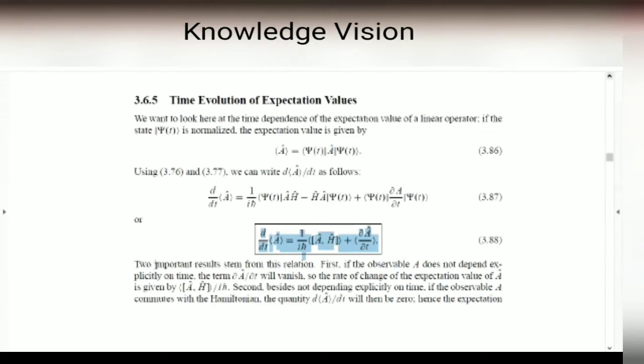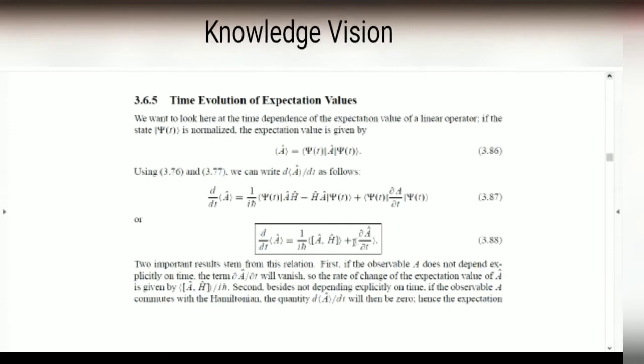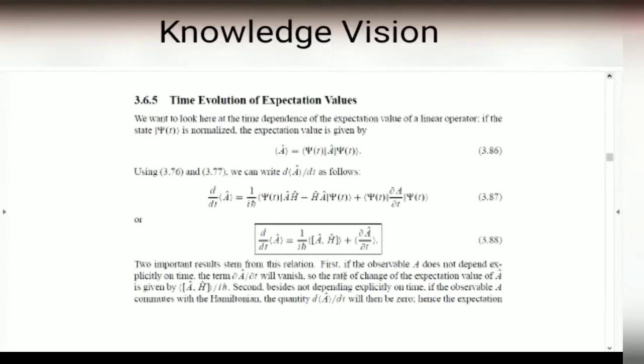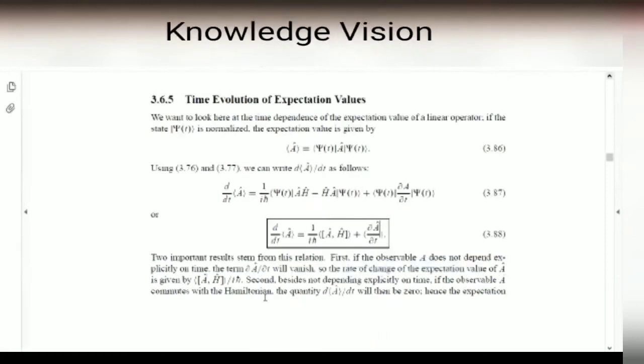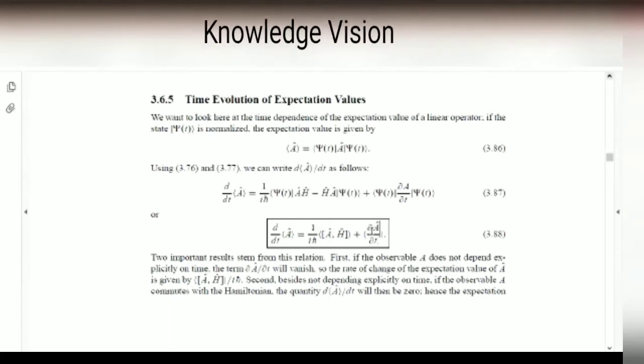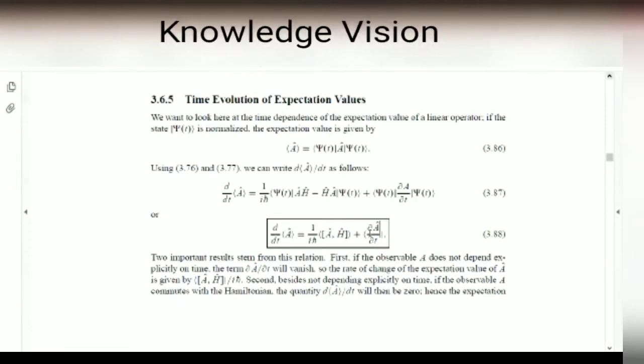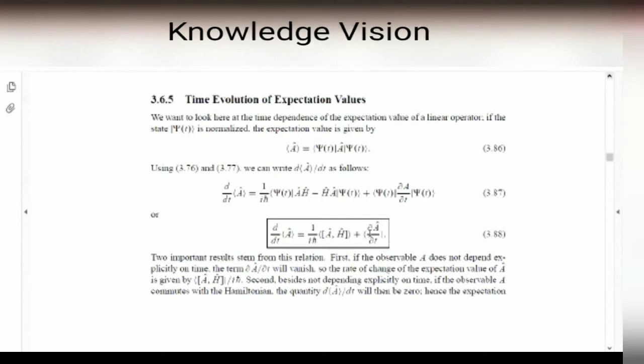Now, from this equation, two important results can be achieved. The first one is that the partial derivative of the average, or the rate of change of the expectation value of A, is equal to these two terms, and this factor partial A over partial t is equal to 0. How? This explicitly does not depend on time. If it is independent of time, then it will be equal to 0.